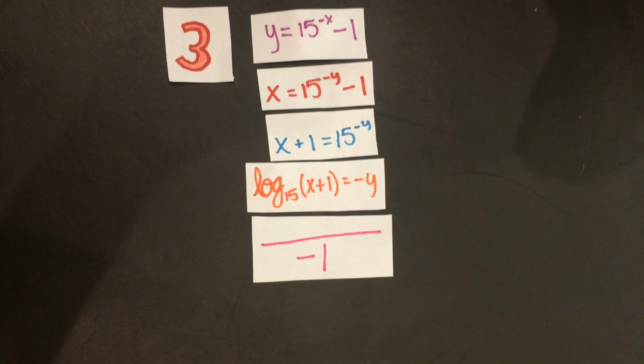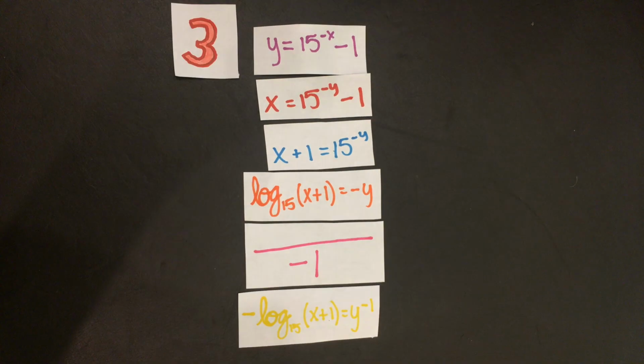Because the equation is equal to negative y, we're going to divide everything by negative 1. The final answer would be negative log with a base of 15, x plus 1 equals the inverse of y.